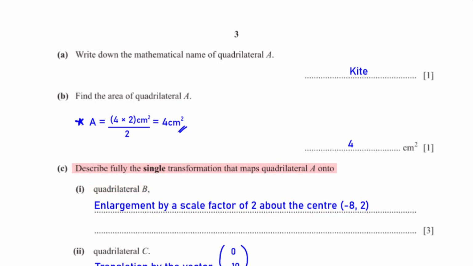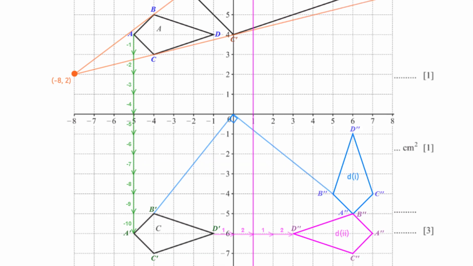Describe fully the single transformation that maps quadrilateral A onto quadrilateral C. When we look at shape A and its image, shape C, we can tell straight away that this is a translation because both shapes have the same size and orientation. The only difference is that they are located on different parts of the grid.